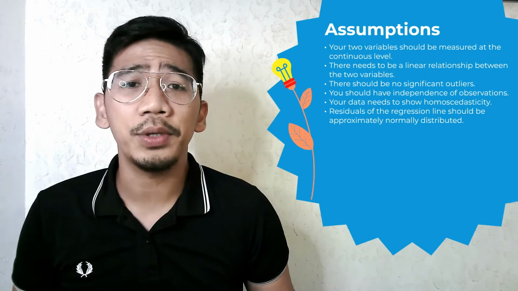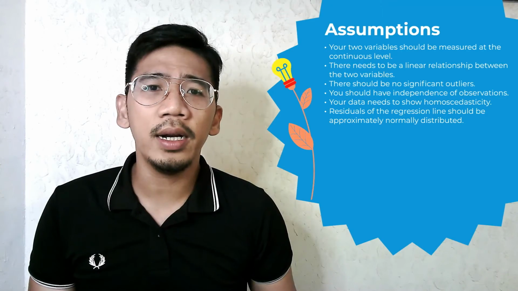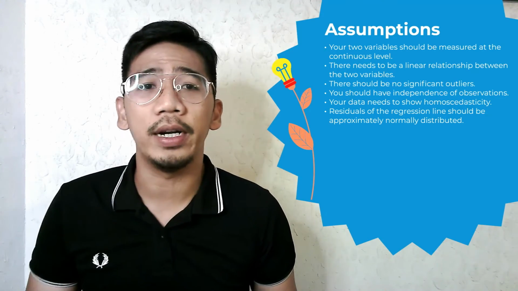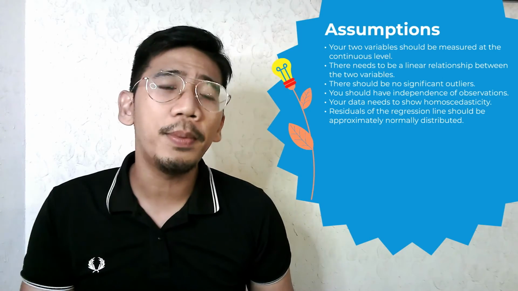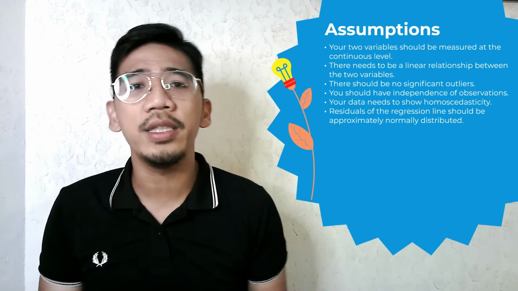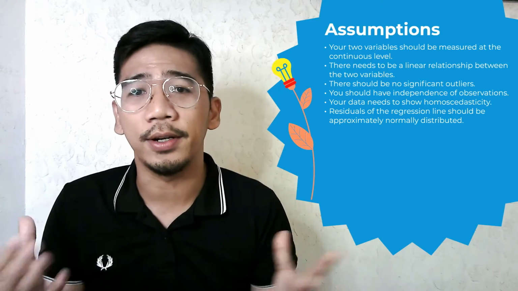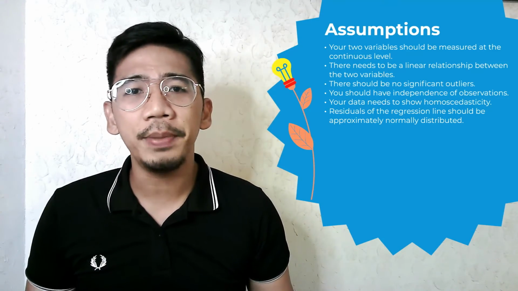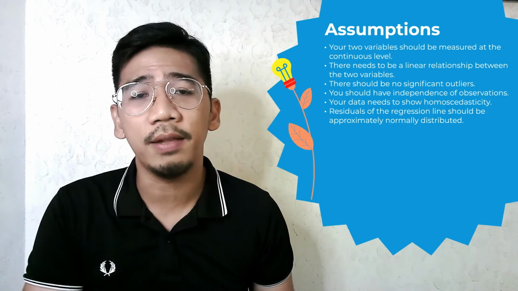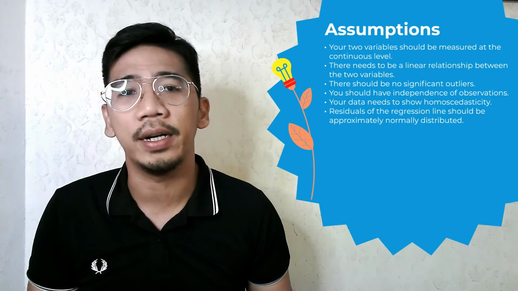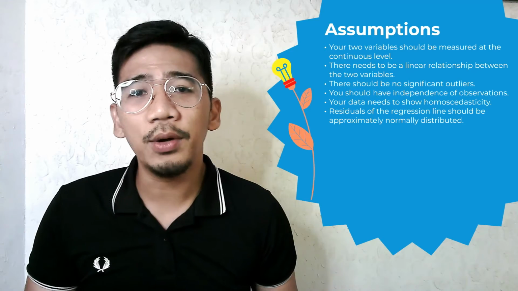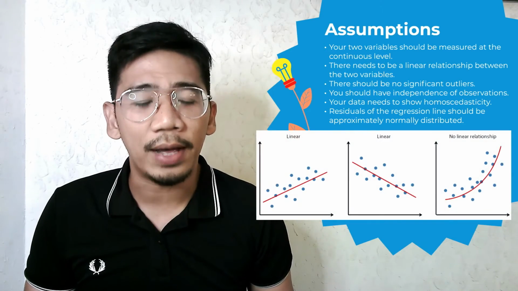Now, the second assumption says that there needs to be a linear relationship between the 2 variables. While there are a number of ways to check whether a linear relationship exists between your 2 variables, I suggest creating a scatter plot using SPSS, where you can plot the dependent variable against your independent variable and then visually inspect the scatter plot to check for linearity. Your scatter plot may look something like one of the following.